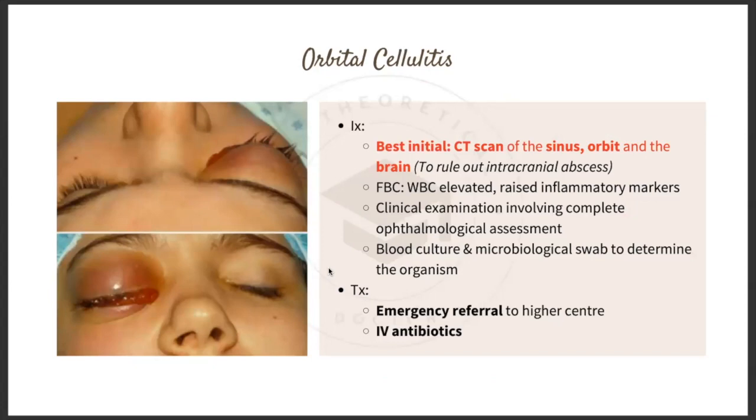For investigation, the best initial investigation would be a CT scan of the sinus, orbit, and the brain. This is to rule out intracranial abscess. Of course, you can do a full blood count. You will notice that the white blood cell count would be elevated, and even the ESR. Clinical examination involves complete ophthalmological assessment, and you can also do a blood culture and microbiological swab to determine the organism. Therefore, you can proceed with definitive treatment with antibiotics. So treatment would be emergency referral, as this is a medical emergency, and commence IV antibiotics.